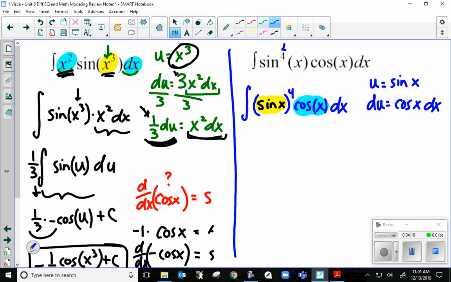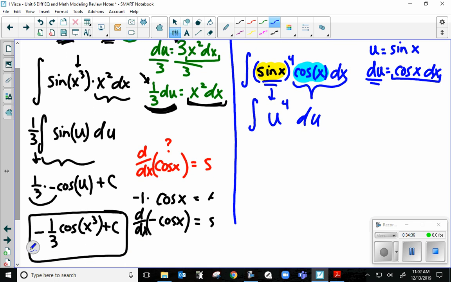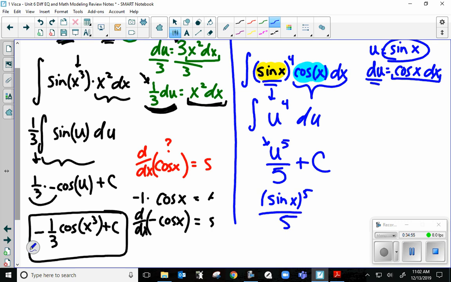I don't have to move anything around, because in for my sine of x, I'm going to make that u to the power of 4. My cosine of x dx is completely getting substituted out for du. Oh, man. Reverse power rule. Love it. I get u to the power of 5 over 5 plus c. There's an expression left, not a number, because there are no bounds, which means I need my expression back in for u. So I'm going to say sine of x to the power of 5 over 5 plus c.